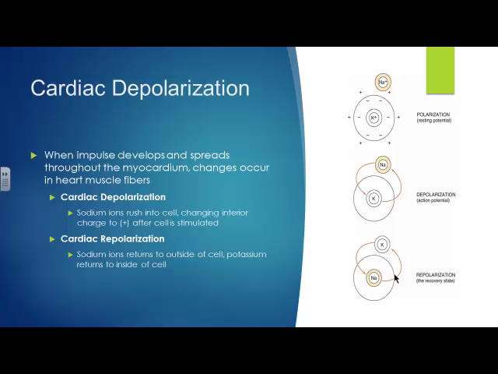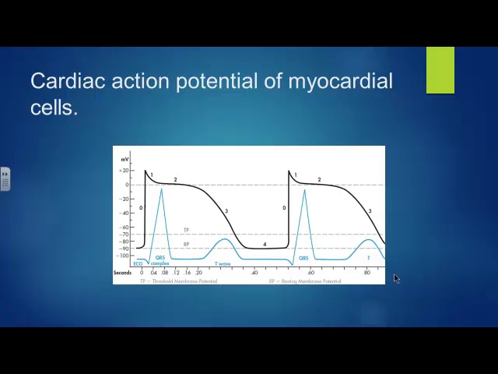All right? So with cardiac depolarization, this is where you have to have those sodium ions rush in. And potassium ions slowly leak out. Remember, the rate of exchange is much higher. You have more sodium coming in than you do potassium going out. And then once you've hit that threshold, then you have cardiac repolarization, and that's where your sodium ions go back out and your potassium starts coming back in, all right? So that gets you to this, your action potential.